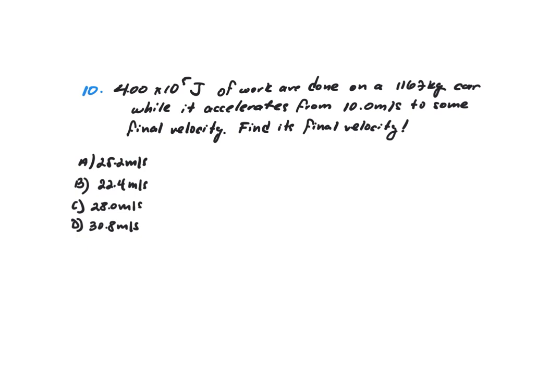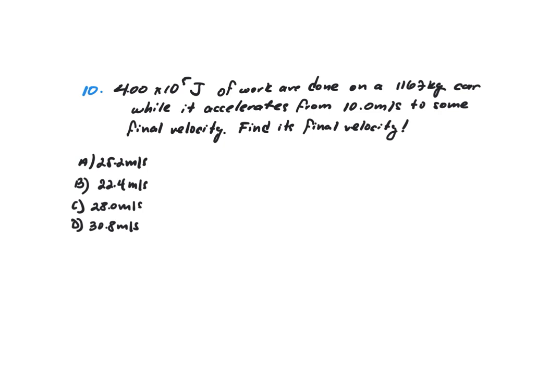All right, so we're on the last question on test 2 part 2, question number 10. Question number 10 says 4 times 10 to the fifth power joules of work are done on a 1,167 kilogram car while it accelerates from 10 meters per second to some final velocity. Find its final velocity.